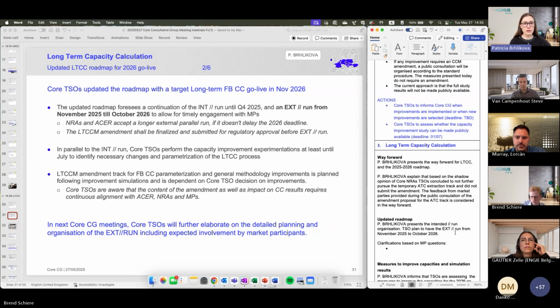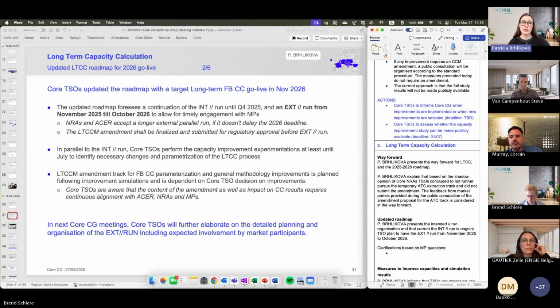We are actually performing one as we speak to ensure that TSOs gain the necessary experience. But for market participants, in order to cover not only the results but also the seasonality, and to make sure that we provide you as much insight as possible, we would like to initiate the external parallel run as of November 2025 until October 2026. So basically covering almost the entire year.